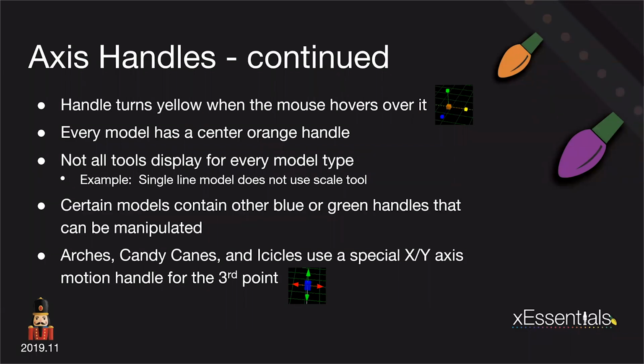I said certain models contain other blue or green handles that can be manipulated. Like I said, the single line is going to have a start and an end handle that you're going to be able to grab and move. And then the arches, candy canes, and icicles are going to use the special XY axis handle when you need to move the third point in that model.